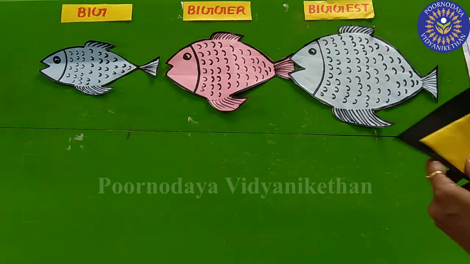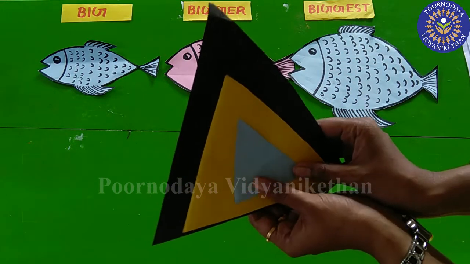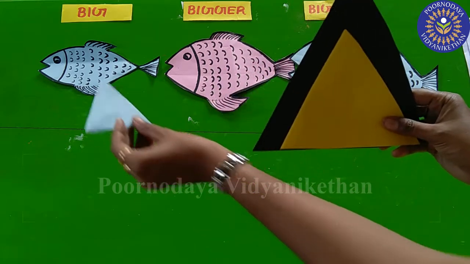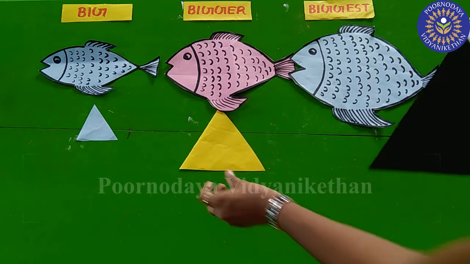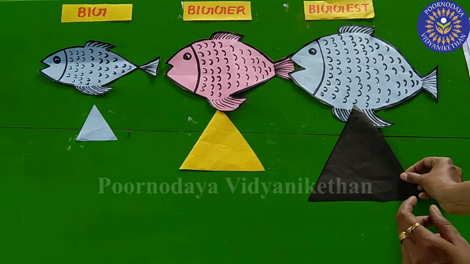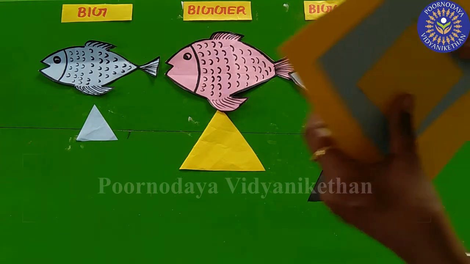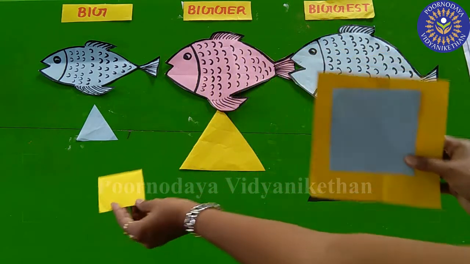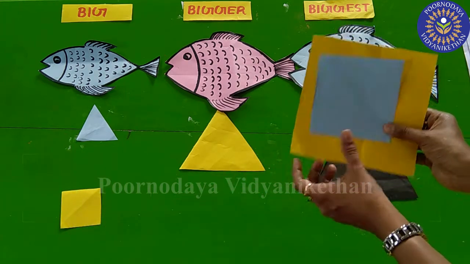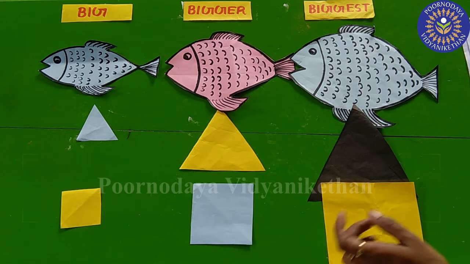Then I am going to order these triangles according to their size. Big, bigger, biggest. Next, I am going to order these squares according to their size. Big, bigger, biggest. So children, look here.